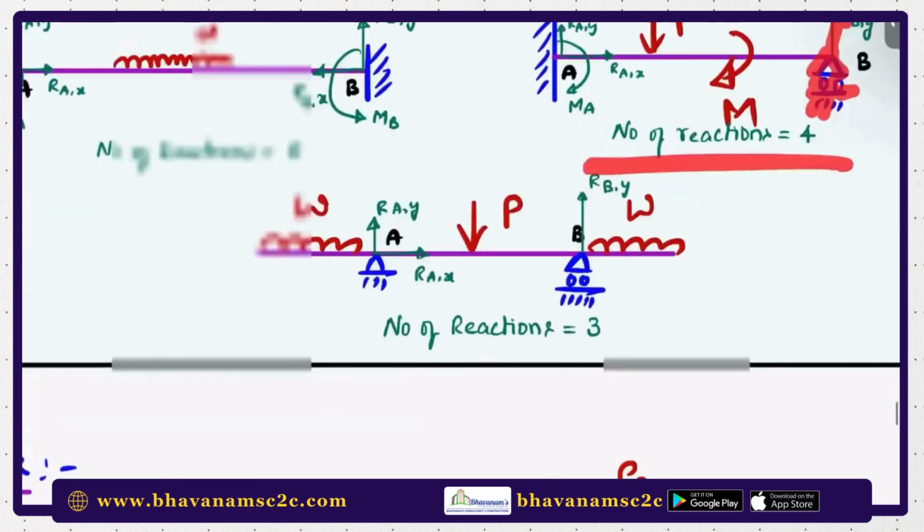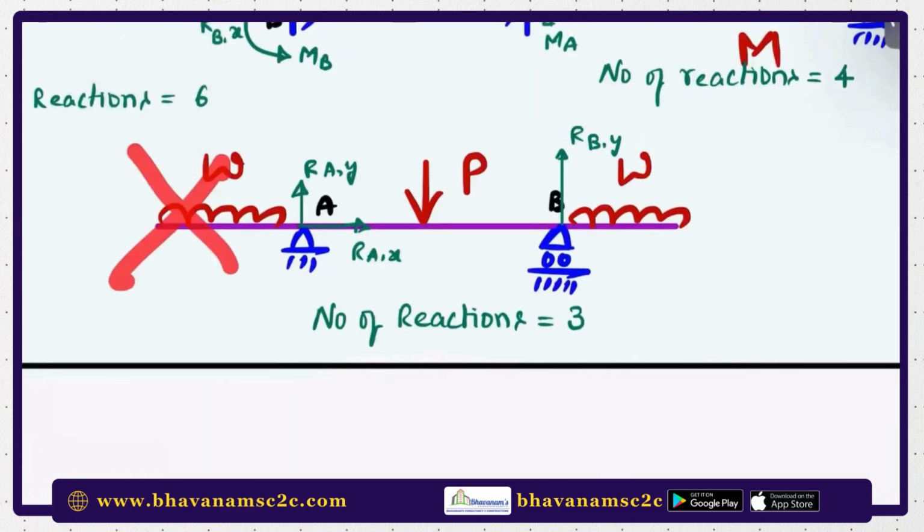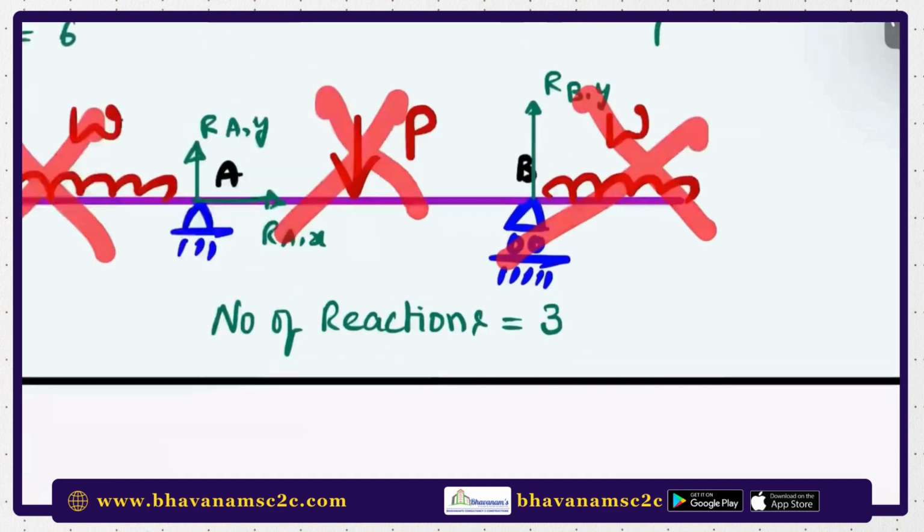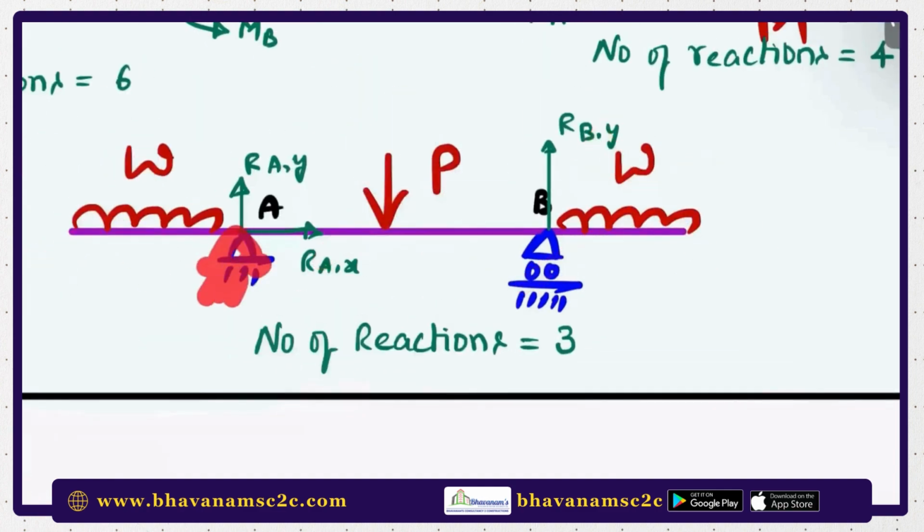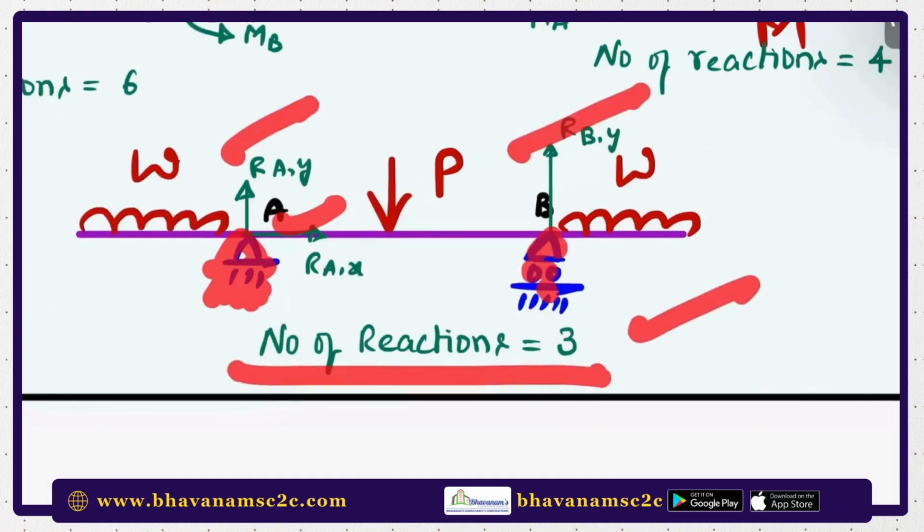Again, the overhang beam, no matter how complicated the loads are, we have to worry only about the type of supports. Here, this is a hinge support. That's why 2 reactions. It is a roller support, 1 reaction. So the number of reactions is 3.